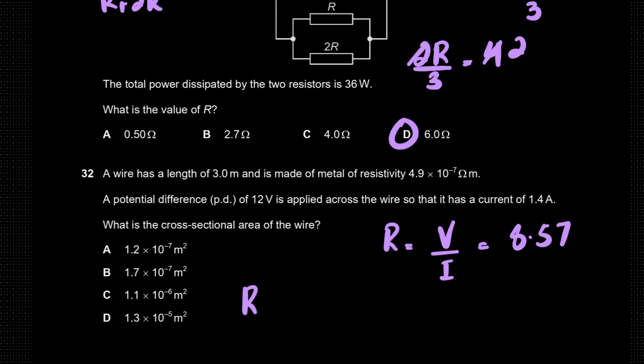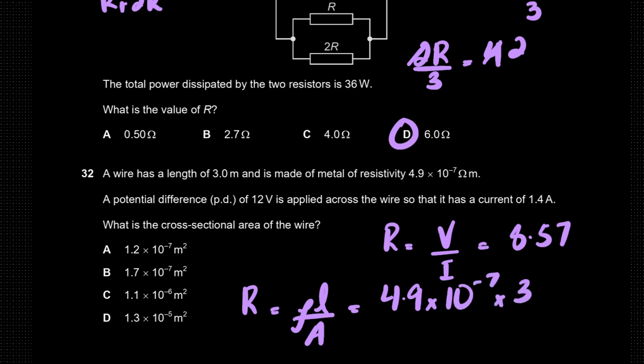Then I use resistance equals rho L over A. So rho is 4.9 into 10 to the negative 7. Length is 3. Area we need to find, and this is equal to 8.57. So we just need to rearrange now. So 4.9 into 10 to the negative 7 into 3 divided by the answer. Turns out to be 1.715 into 10 to the negative 7. So B.